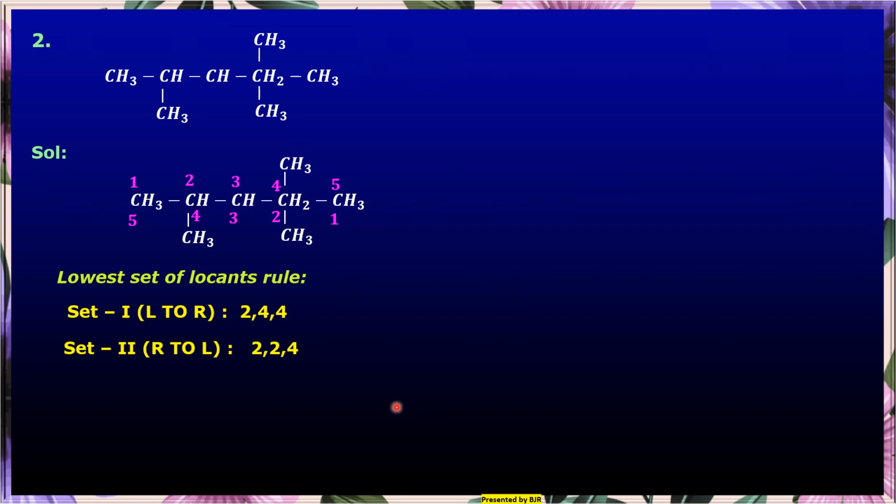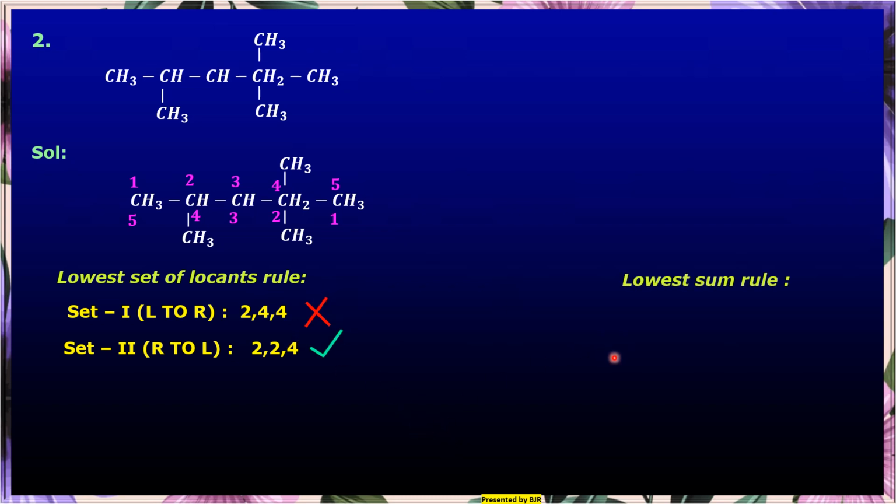So if we compare the set of locants term by term, 2 is equal to 2, and at the first point of difference 2 is less than 4. That means set 2 is lower than set 1. So this one is wrong and this one is correct.